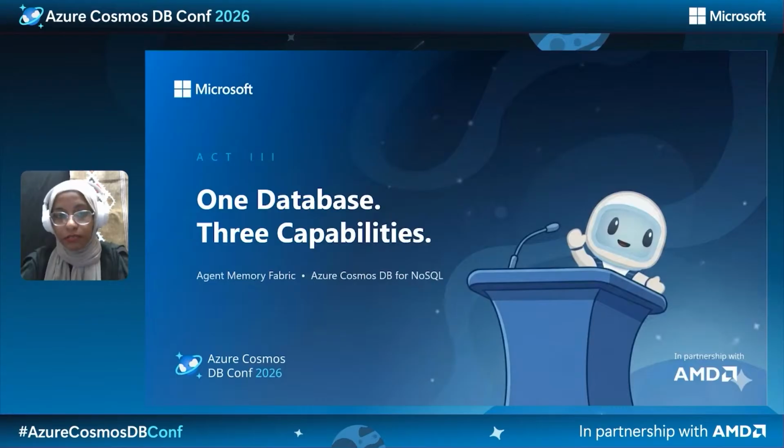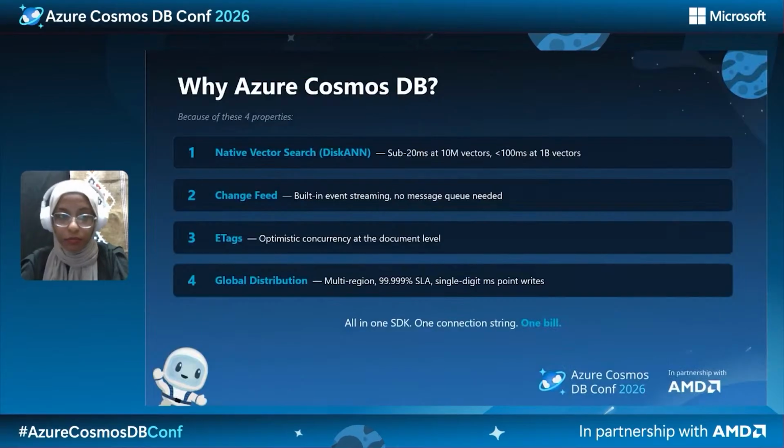We have one database, 3 capabilities: the agent memory fabric, which is built entirely on Azure Cosmos DB for NoSQL. This replaces 4 systems, cuts the cost by 73%, cuts the latency by 65%, and let me show you now how.